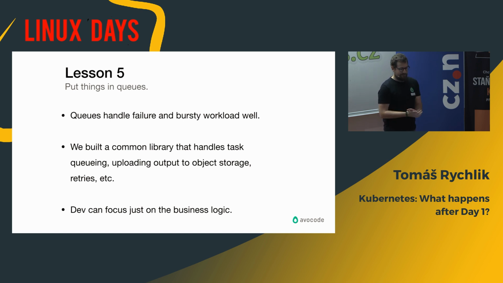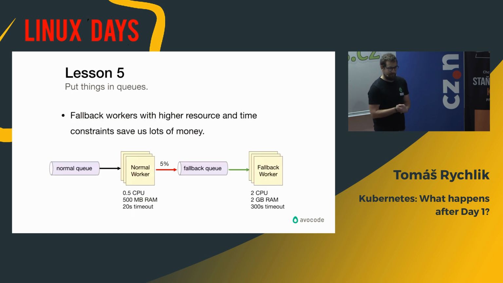A good infrastructure team is usually building a good platform for your developers. What we did is we built a common library that can handle all these infrastructure concerns, like getting tasks from the queue, getting the input files from object storage like Google Cloud Storage, uploading the output files back, and making the retry policy sane. With this tool, developers can focus only on the actual business logic of the worker. One pattern we use a lot across, I think, all of our workers that process data.